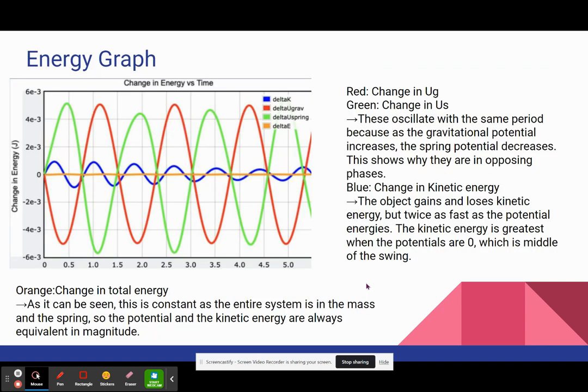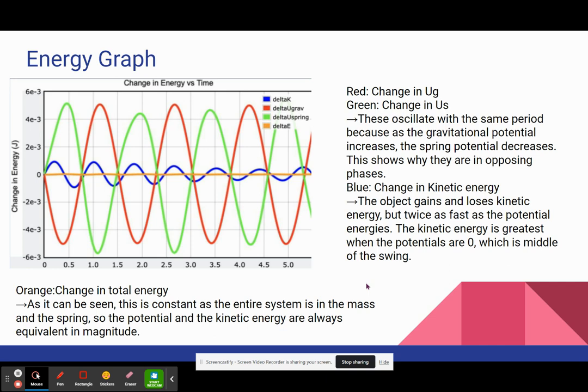Here we have my energy graph. This is highly important. So red is the change in gravitational potential energy, green is the change in the spring potential energy, and these oscillate within the same period because as the gravitational potential energy increases, the spring potential decreases because they're in opposition. And then blue is the change in kinetic energy.